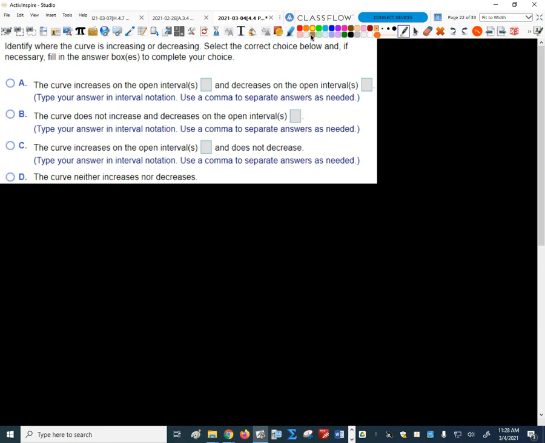So increases on, what did we say, 0 to infinity. And decreases on the open interval, negative infinity to 0. So we choose option A. Everybody give me a 1 to 5 on that real quick. Does that answer make sense? How we did that? Okay, it looks like we're pretty good on that.